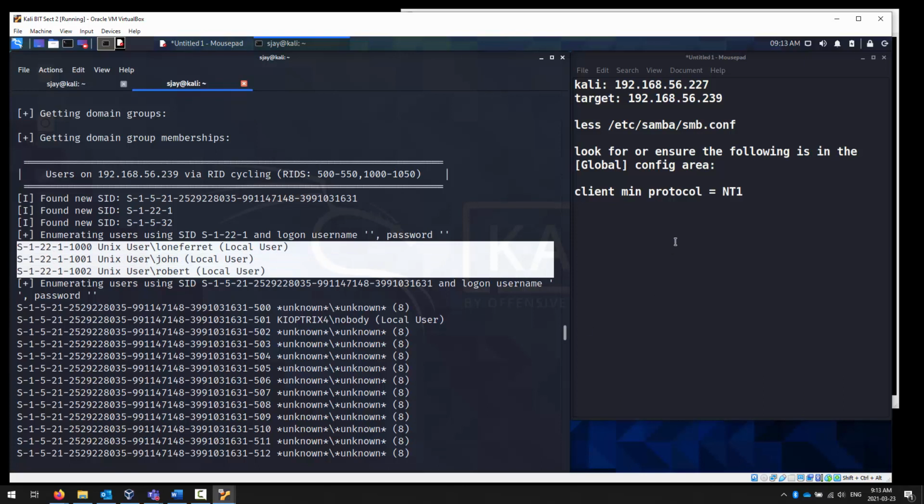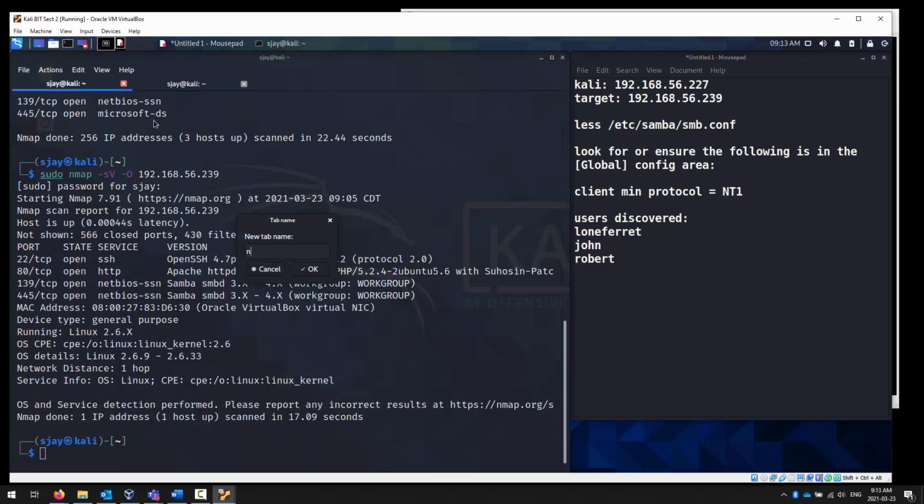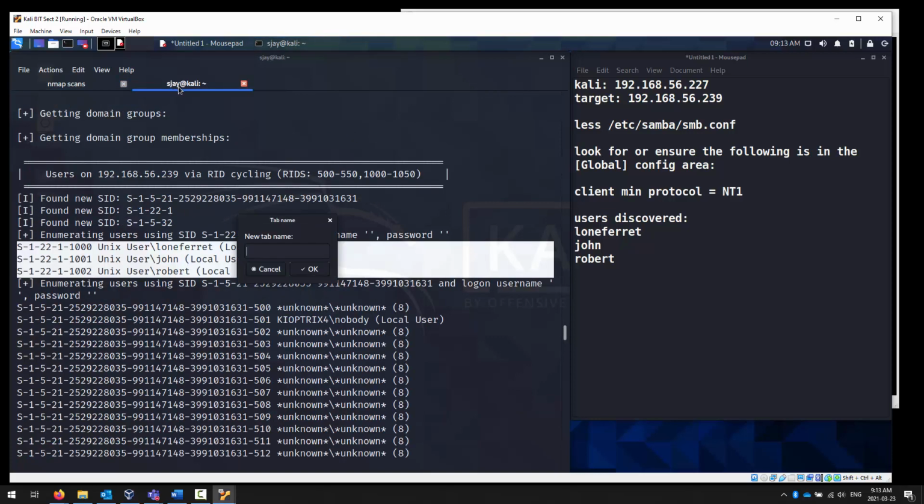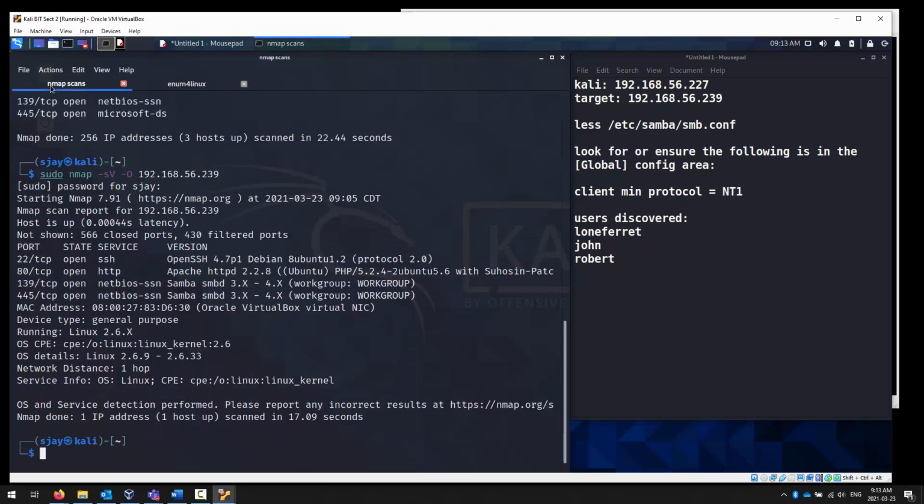We've got 3 users here. Lone Ferret, which should start looking familiar to you, John and Robert. So we found some valid users discovered. Perfect. We've discovered that. Let's see what else we can find. I'm starting to have multiple tabs. Let's start labeling our tabs. And I found some good information for my Samba stuff.